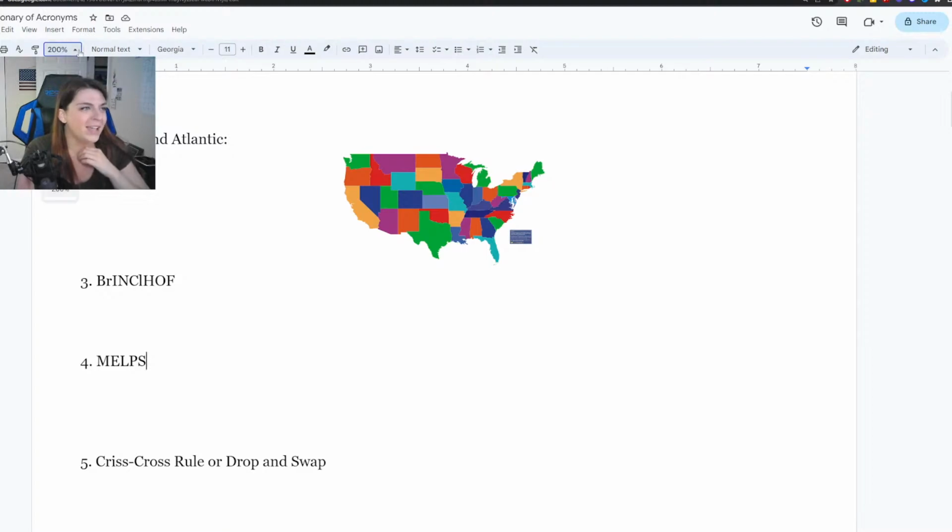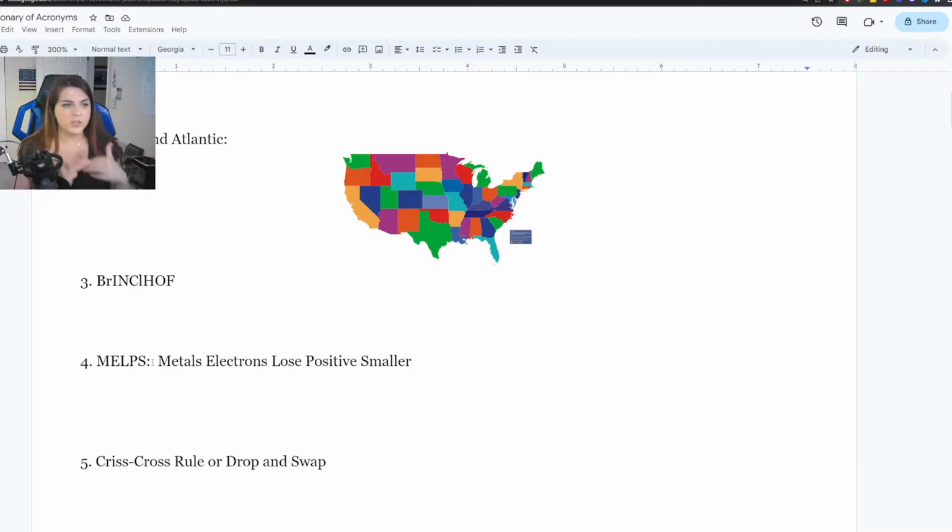MELPS comes from my chemistry teacher, and it stands for: metals, electrons, lose, positive, and smaller. And I like to say MELPS helps. And really what this means is that when metals lose electrons, they are going to become cations, which are positive ions, and their radius is going to shrink.